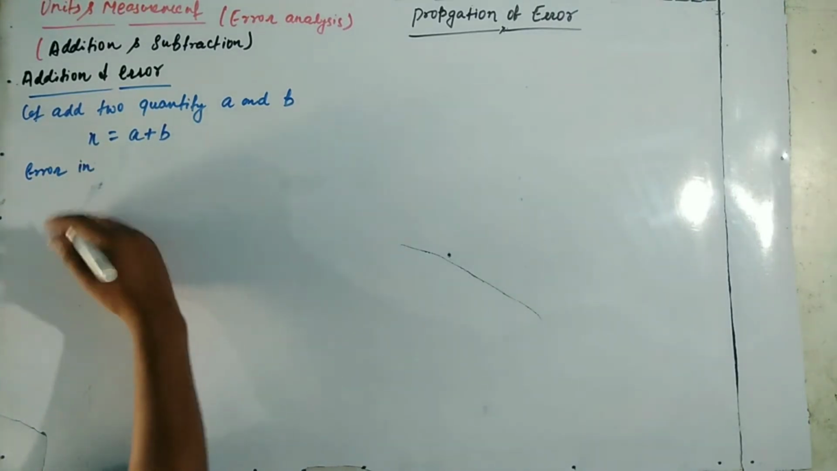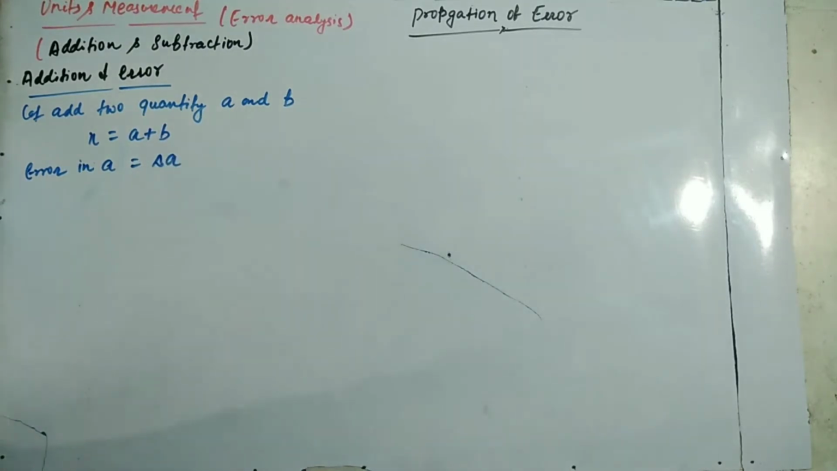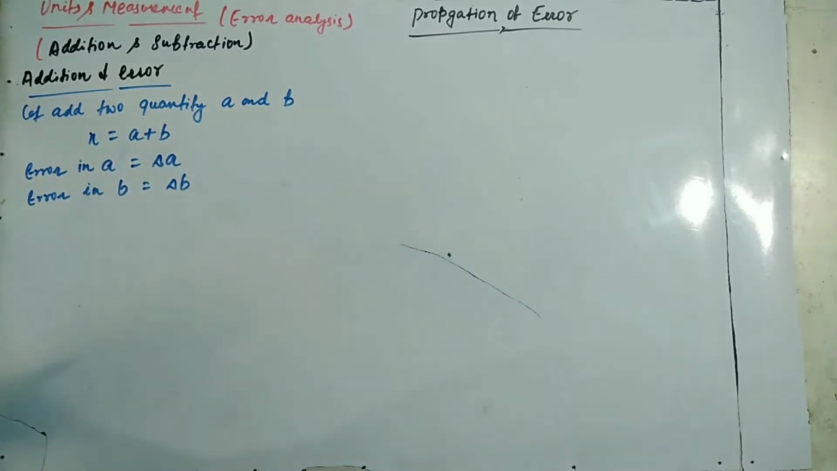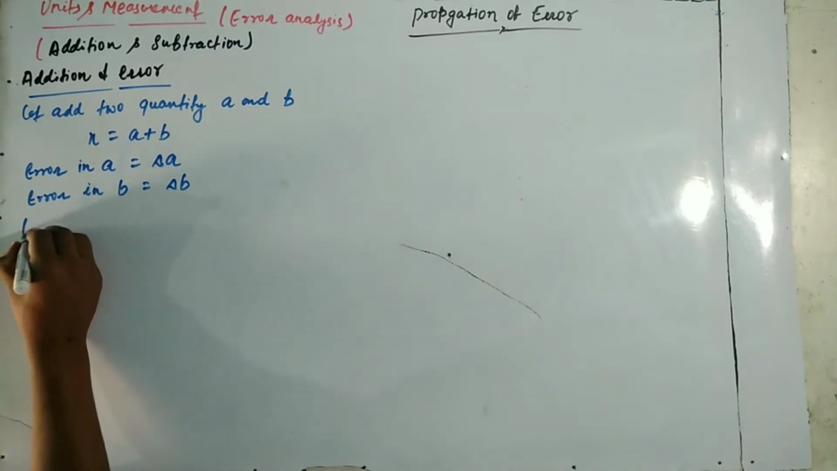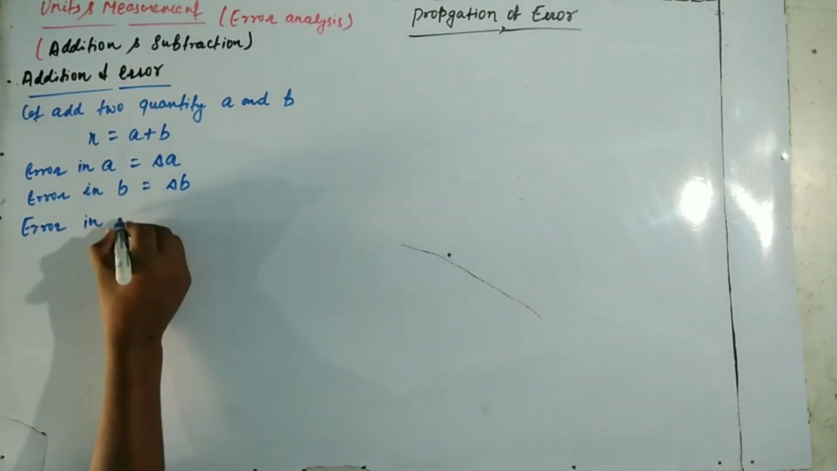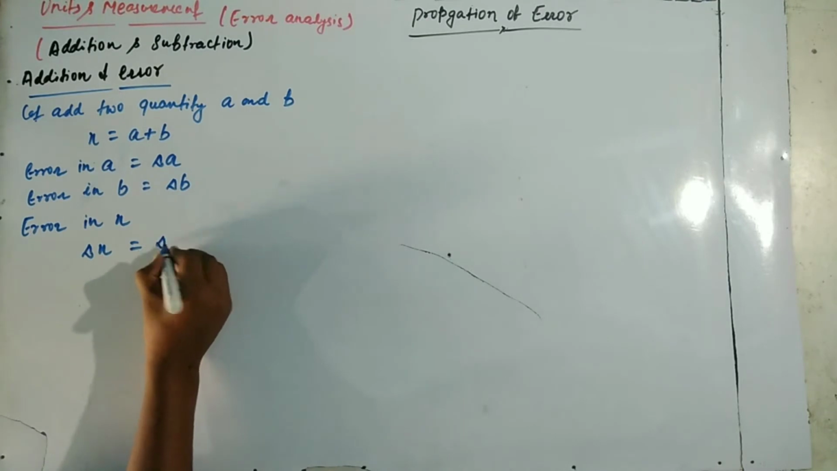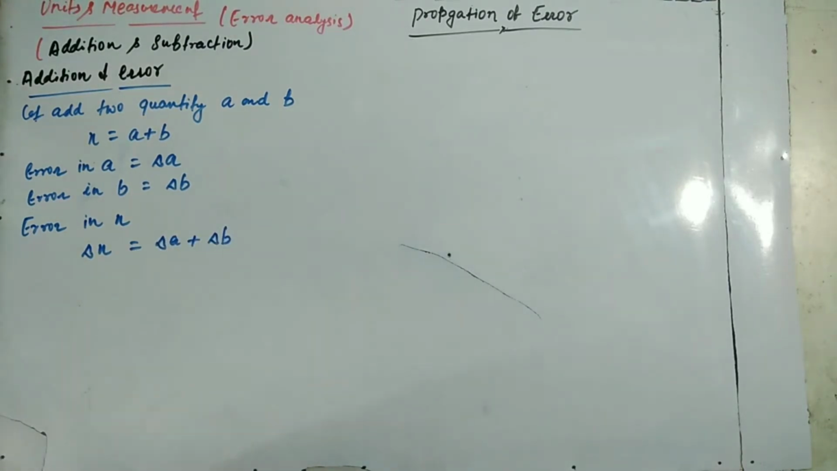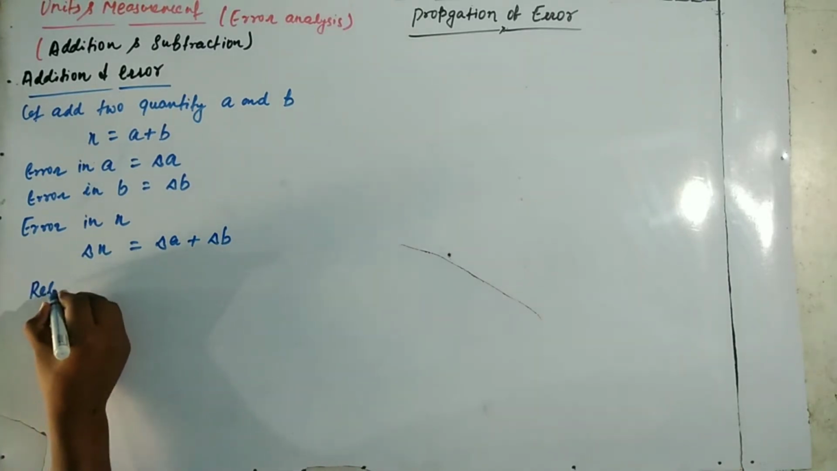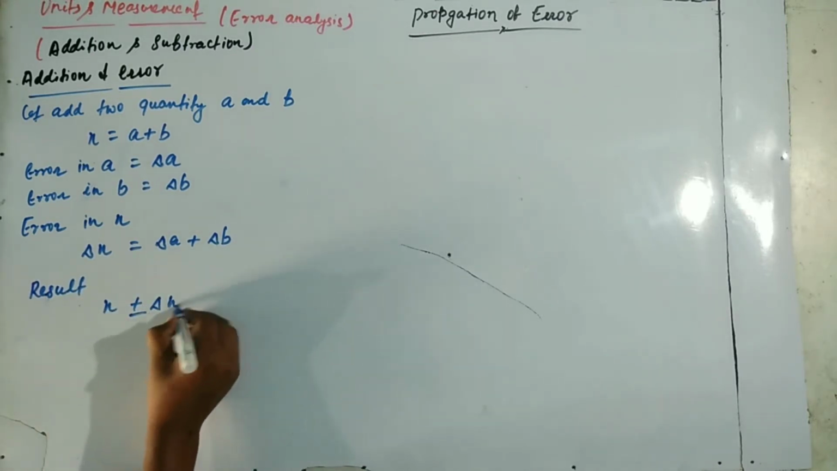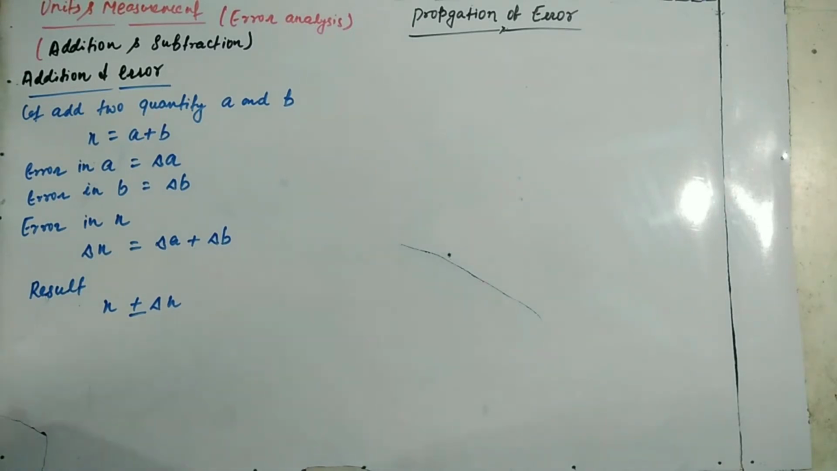Now the error in A will be del A. In the same way, the error in B equals del B. Then the error in X equals del X, and del X equals del A plus del B. Its result will be X plus minus del X. This is the addition of error.